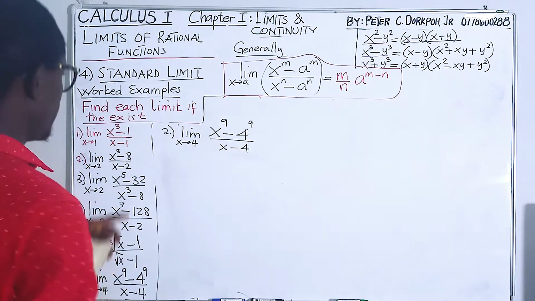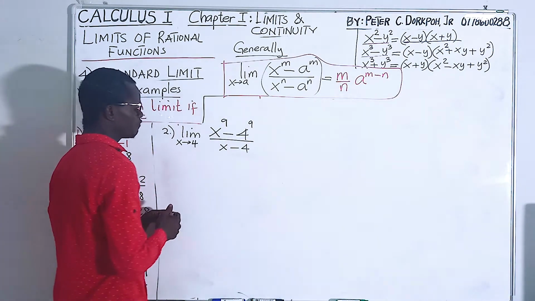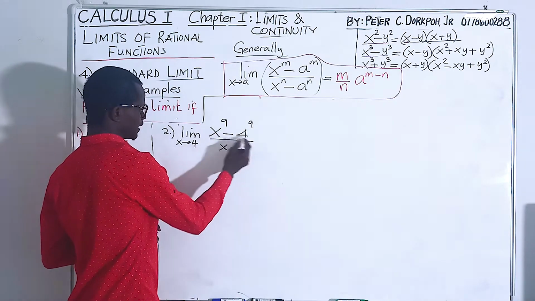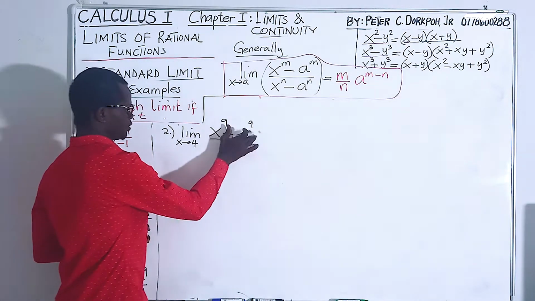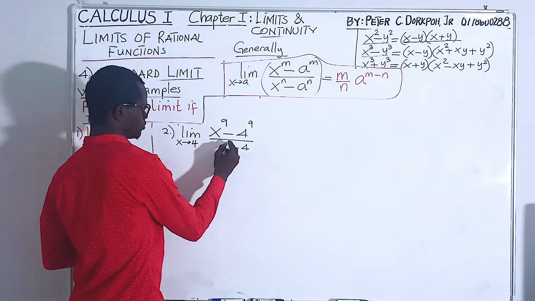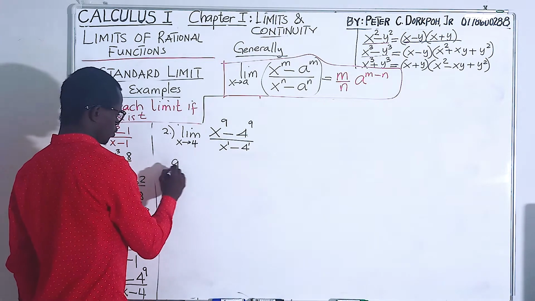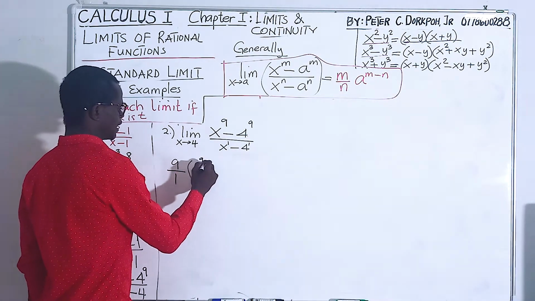So the next one is x to the 9th power minus 4 to the 9th power, over x minus 4, let's say, as x approaches 4 again. So the bases are the same, both up and down, and the powers in the numerator are the same. The powers in the denominator are also the same, you got 1, 1. So it's just easy now. You can just say 9 over 1 times 4 raised to the power 9 minus 1.